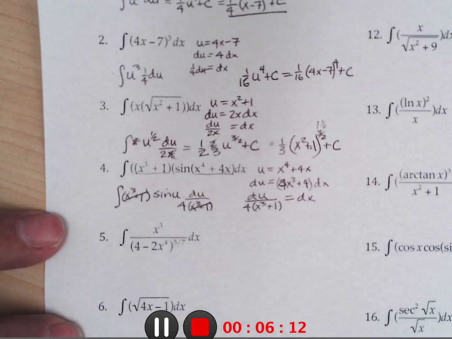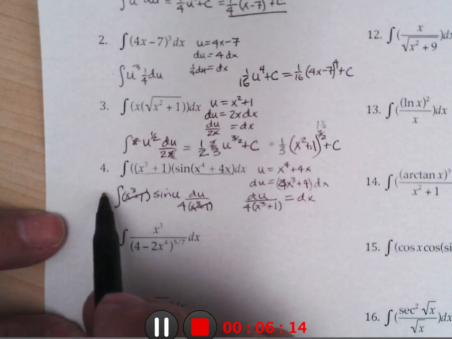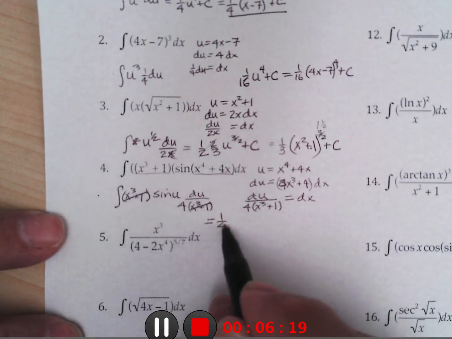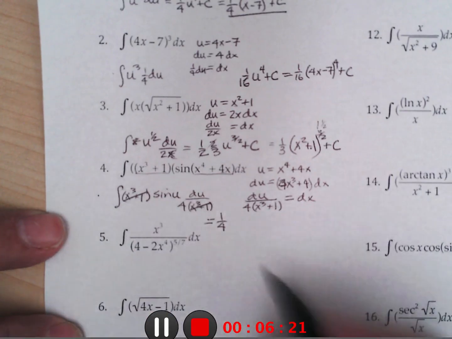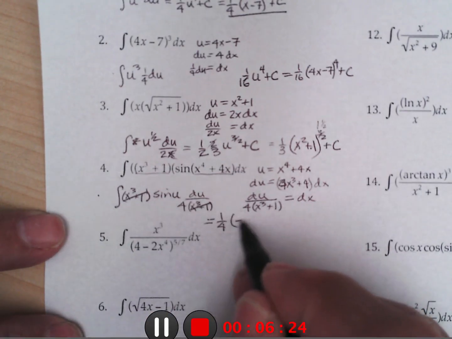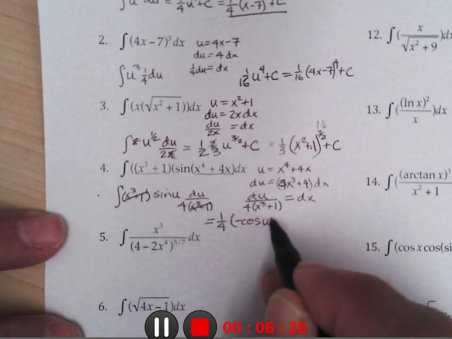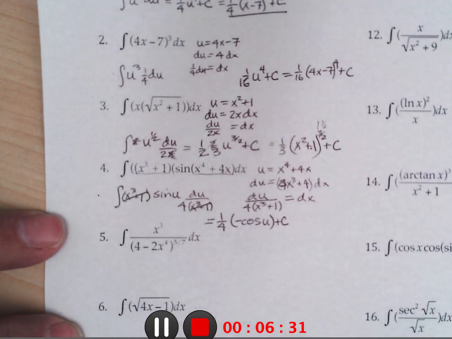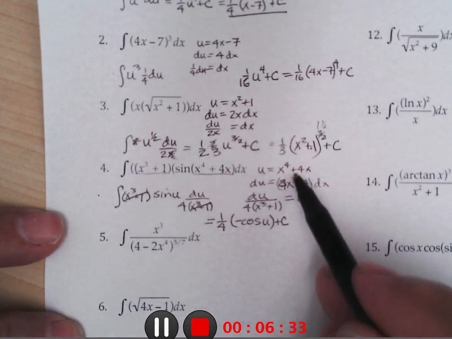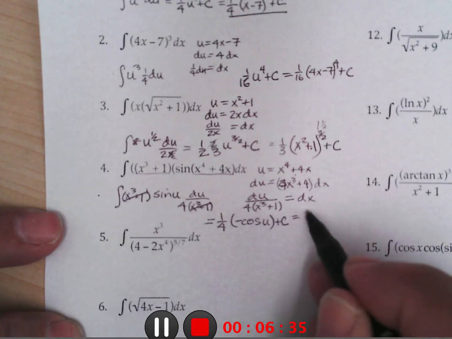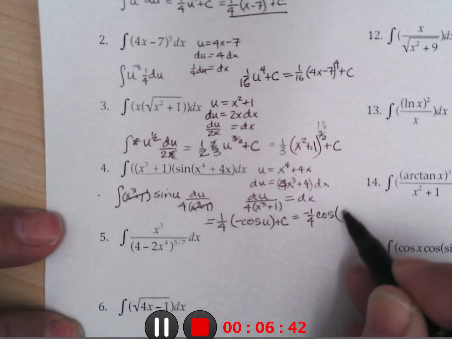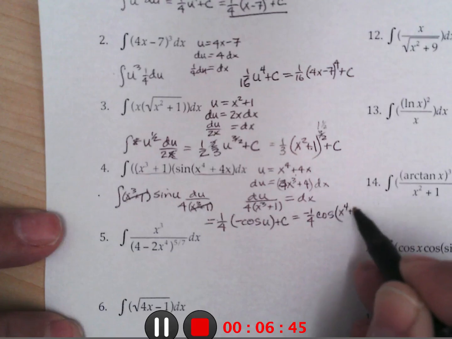This becomes a 1/4 on the outside, so I get 1/4, and the integral of sine is negative cosine of u plus c, and now I'm going to replace u with what my substitution was, so I'll put the negative outside, so negative 1/4 cosine of (x to the fourth plus 4x) plus c.